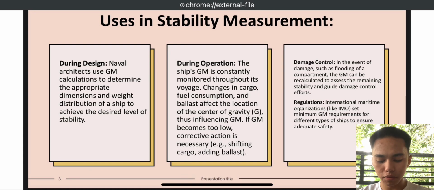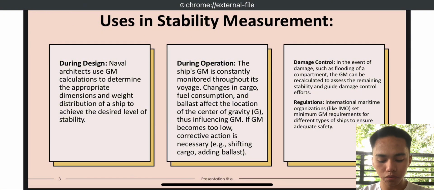Uses in stability measurement. During design, naval architects use GM calculations to determine the appropriate dimensions and weight distribution of a ship to achieve the desired level of stability. During operation, the ship's GM is constantly monitored throughout its voyage. Changes in cargo, fuel consumption, and ballast affect the location of the center of gravity, thus influencing GM. If GM becomes too low, corrective actions are necessary, like shifting cargo and adding ballast.